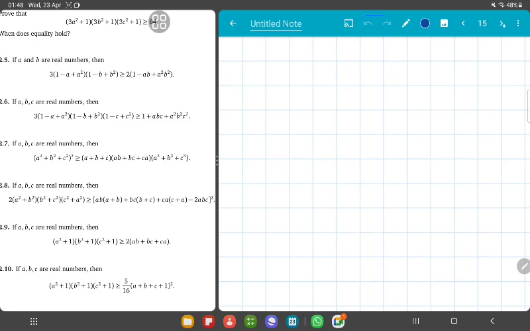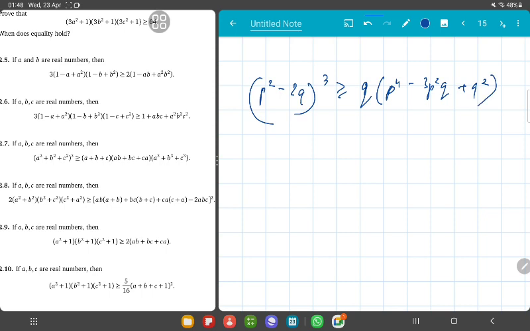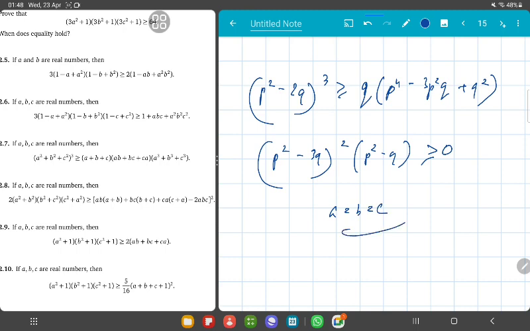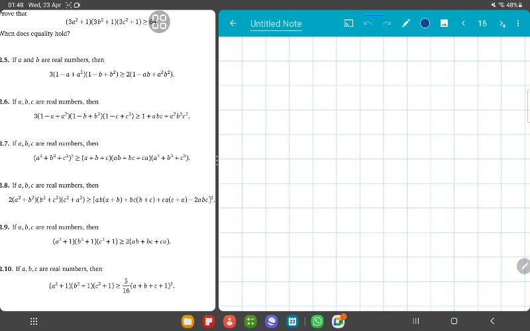So it suffices to show that p square minus 2q, p power 4, 3p square q plus q square, which is equivalent to the obvious inequality p square minus 3q, p square minus q greater than or equal to 0. This inequality will hold for a equals b equals c only. So this is how 2.7 will be done.